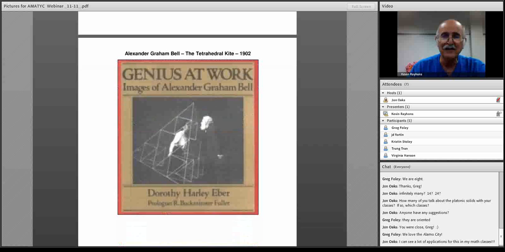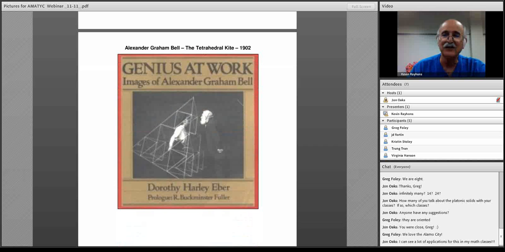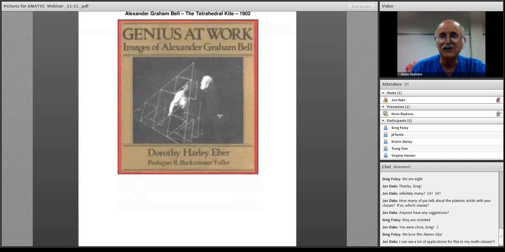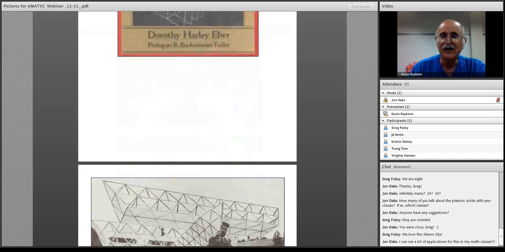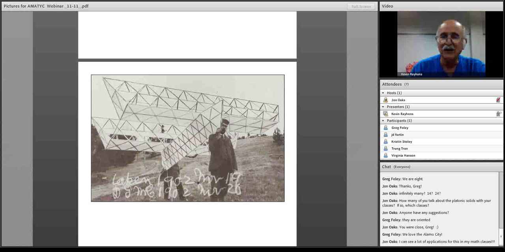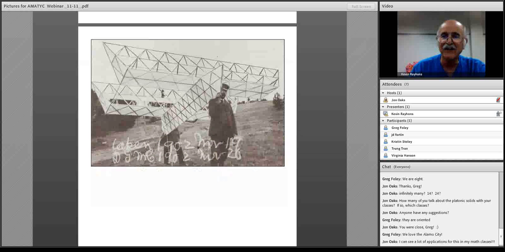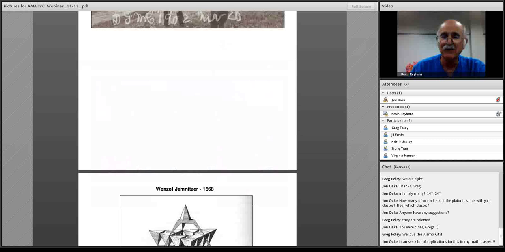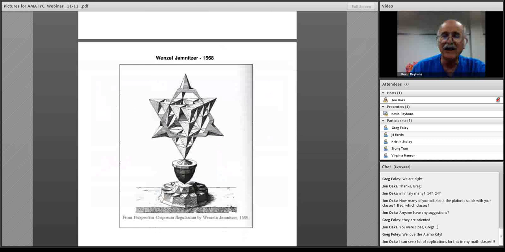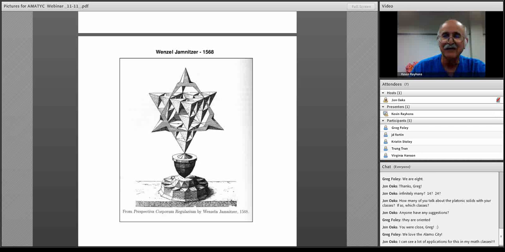Then we go back, surprisingly enough, to Alexander Graham Bell, who invented the telephone. After he invented the telephone, he wanted to invent the airplane, and he was going at it from the point of view of building kites. And this is an octa-tetra kite. Here's another. This is 2 of his assistants carrying one of his octa-tetra system kites. Then we go back all the way to 1568 to find this drawing, which has tetras and octas in it.